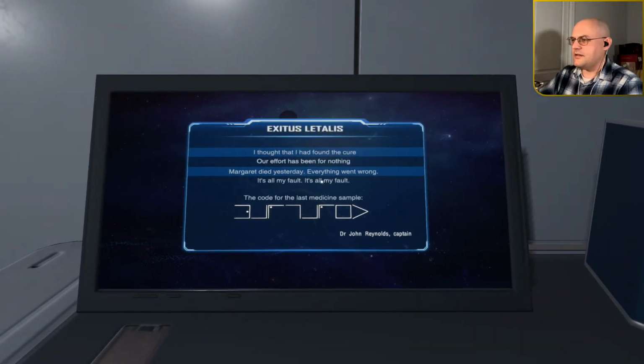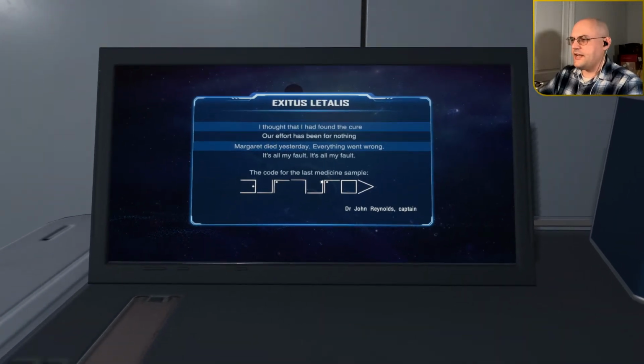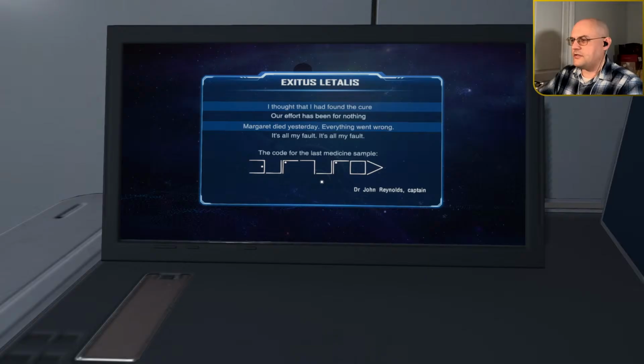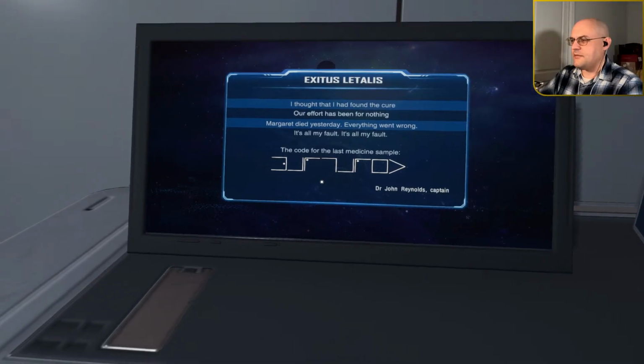Exitus Latalis. I thought that I had found the cure. Our effort has been for nothing. Margaret died yesterday. Everything went wrong. It's all my fault. It's all my fault. The code for the last medicine sample.